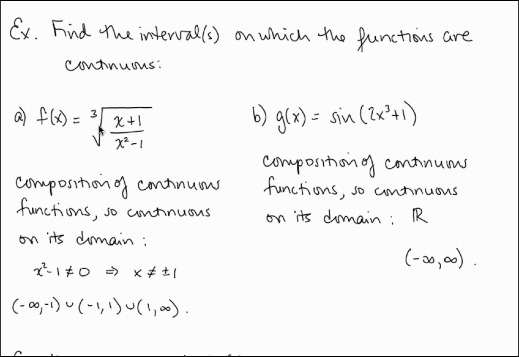Here we have f of x is the third root of x plus 1 over x squared minus 1. So we have a composition of functions here. It's a composition of a root and a rational function, so we know it'll be continuous on its domain. Now notice it's an odd root, so we can have positives and negatives underneath it. The only thing we can't have here is a denominator of 0. So x cannot equal positive or negative 1.